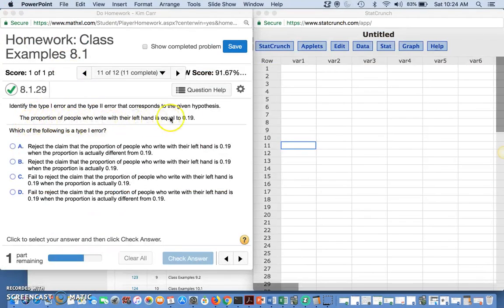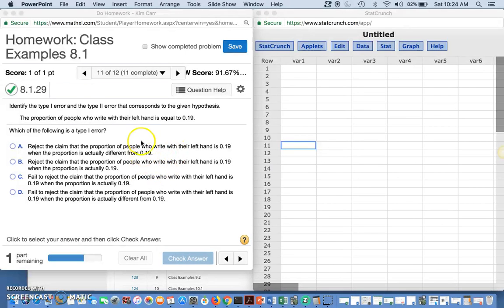Okay, the proportion of people who write with their left hand is equal to 0.19. We want a type 1, so that means we need to reject the original claim. We reject the claim that the proportion of people who write with their left hand is 0.19 when the proportion is actually 0.19.